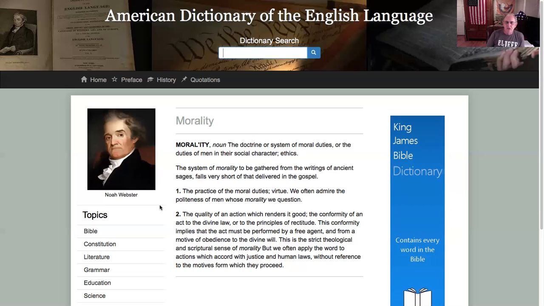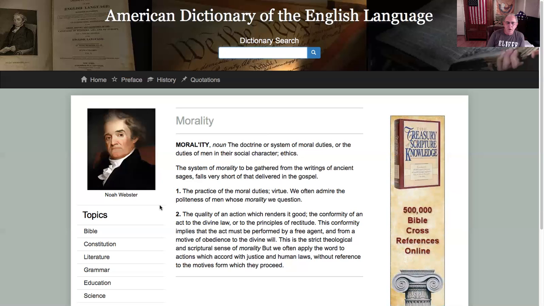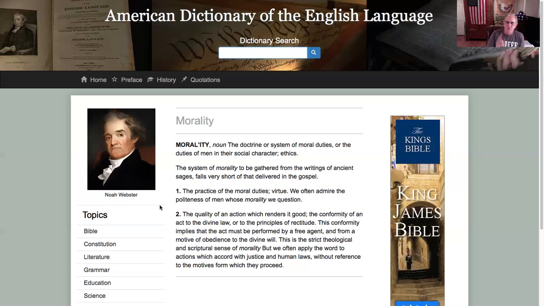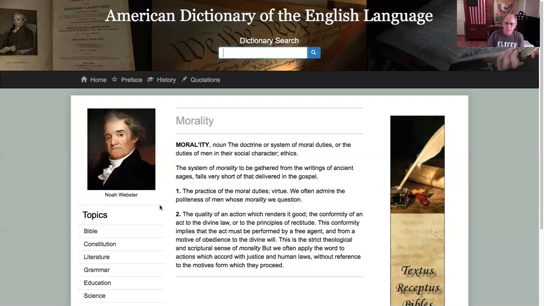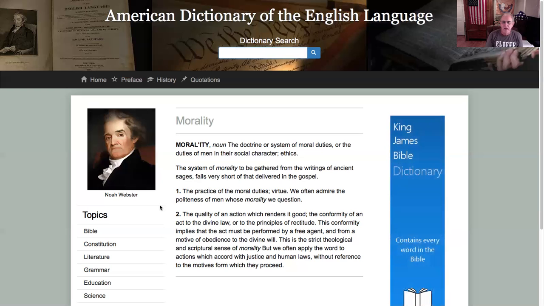The quality of an action which renders it good, the conformity of an act to the divine law, or the principles of rectitude. This conformity implies that the act must be performed by a free agent and from a motive of obedience to the divine will. This is the strict theological and scriptural sense of morality, but we often apply the word to actions which accord with justice and human laws without reference to the motives from which they proceed.